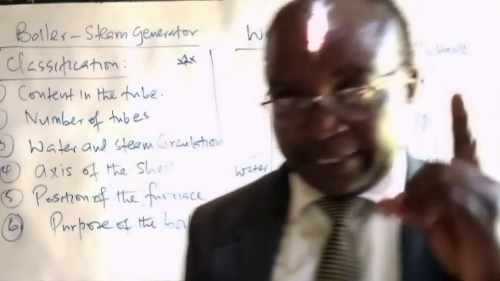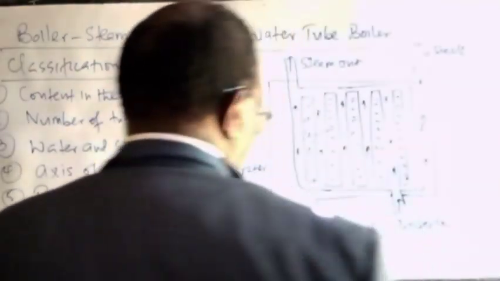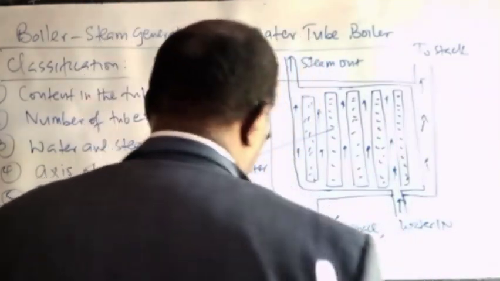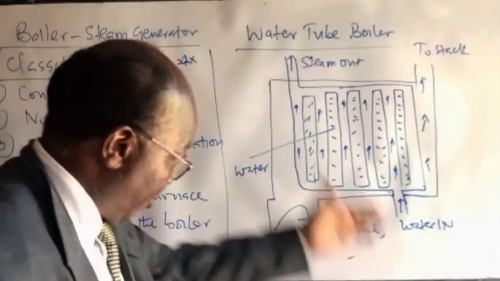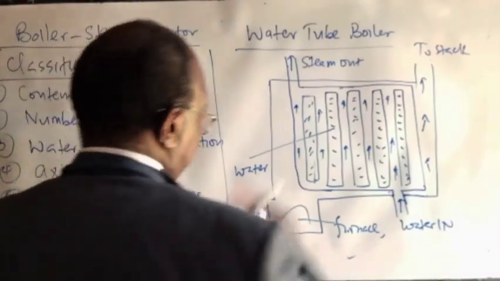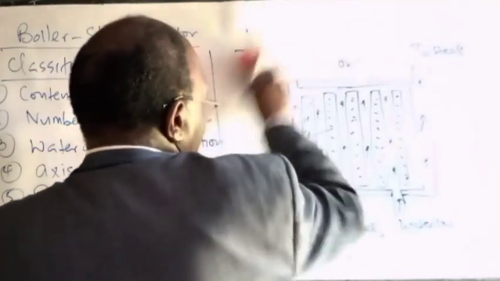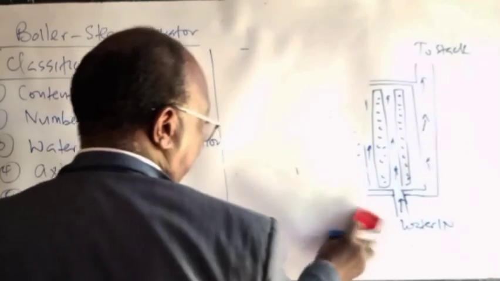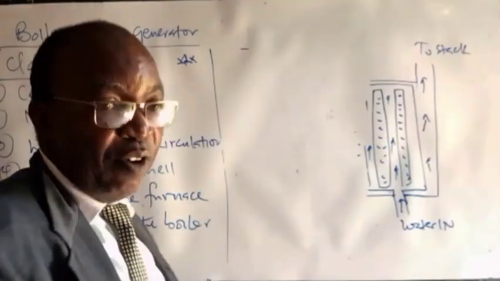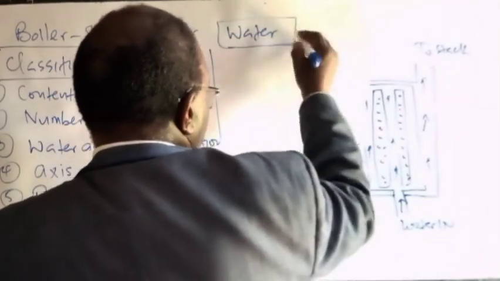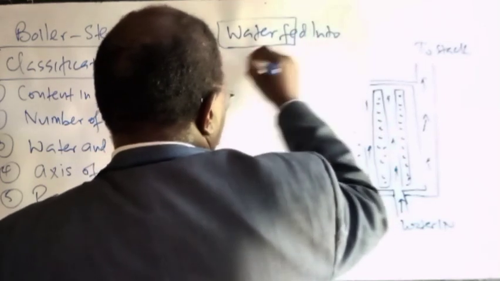Now, it is very, very important to note that we have steam out, water in, furnace, then we have the tubes and water in the tubes, and so forth. There are very important things which we need to know, which can have serious implications on the performance of this boiler, before we move to the other classification criteria: the water which you feed into that boiler.